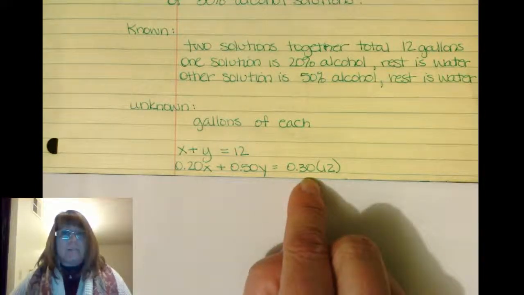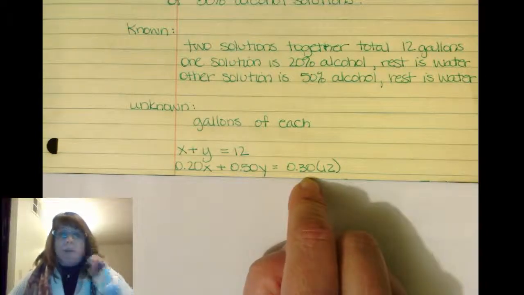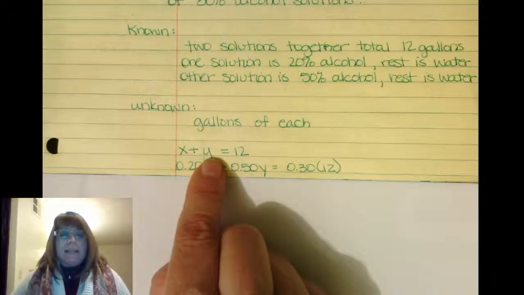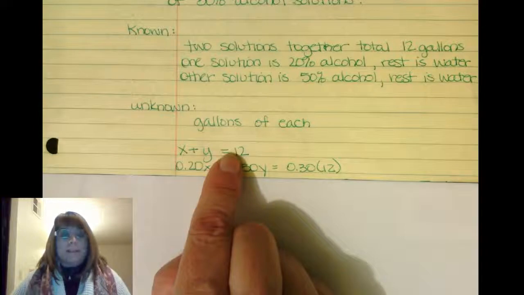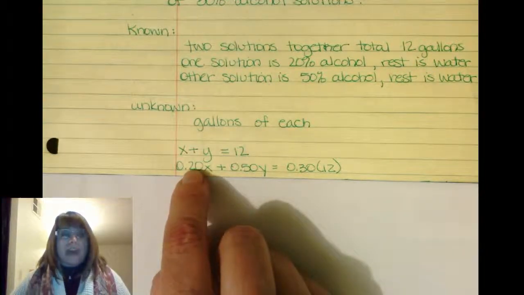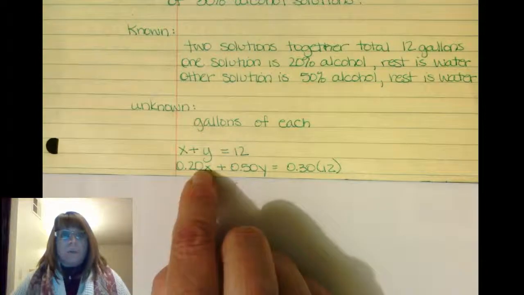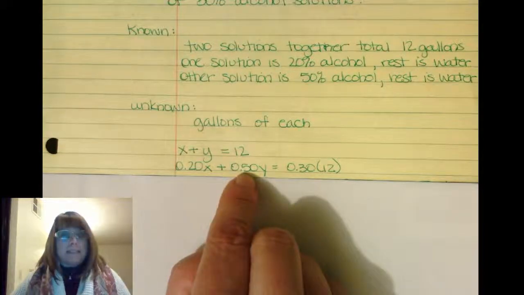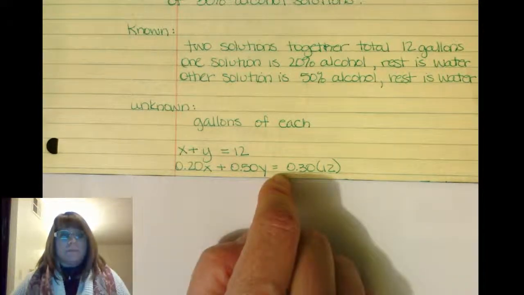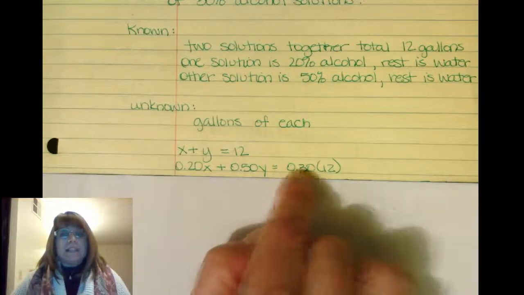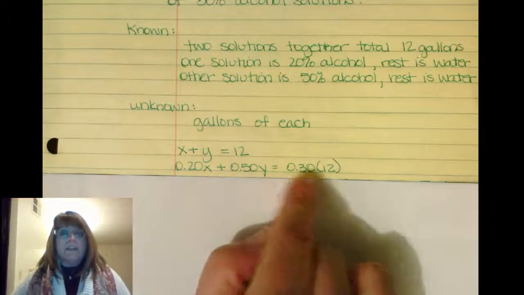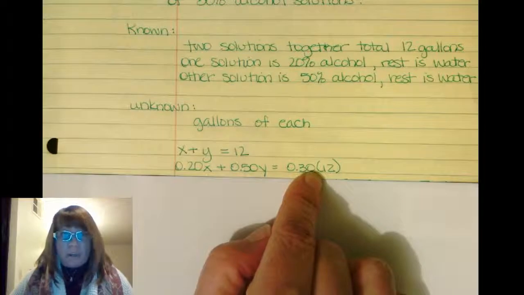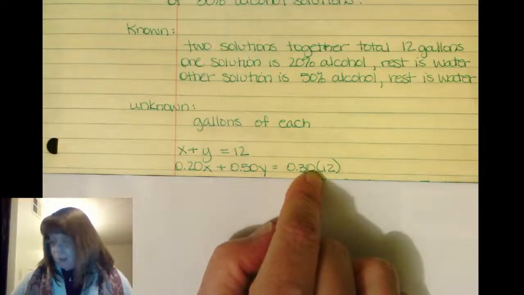That sounds really weird. But if you think about it like a coin problem, if I know I have so many quarters and so many pennies, and let's say I have 40 coins, then the value of a quarter times the number of quarters plus the value of a penny times the number of pennies will equal a dollar amount. Same type of situation, but this last piece is 30% of 12 gallons because the other 70% is water, and we don't really care about it for this problem, at least not right now.